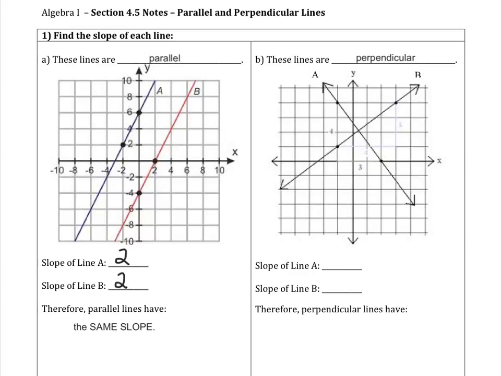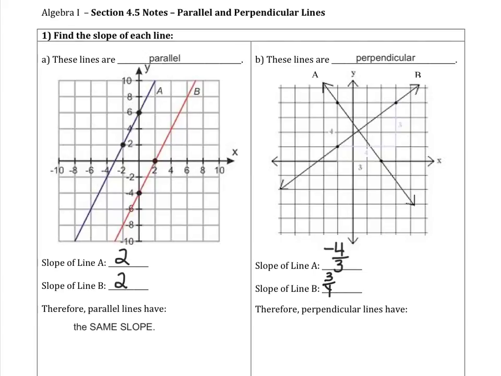So let's start with line A, which is this line right here. I'm going to start with my leftmost point, and I'm going to count down 1, 2, 3, 4, and over 1, 2, 3. So I went down 4 and to the right 3. So I have a slope of -4/3. For line B, I'm going to count up 1, 2, 3, and over 1, 2, 3, 4. So I have a slope of 3 over 4.